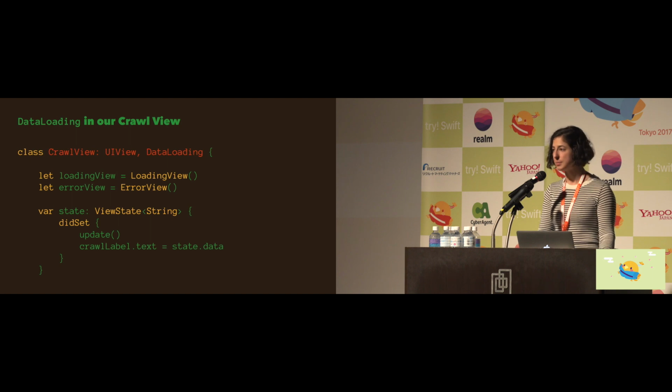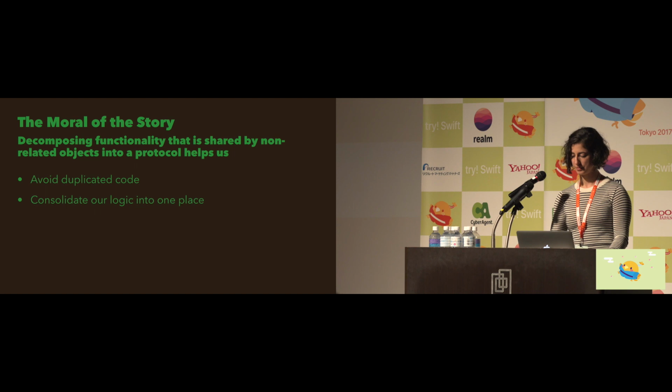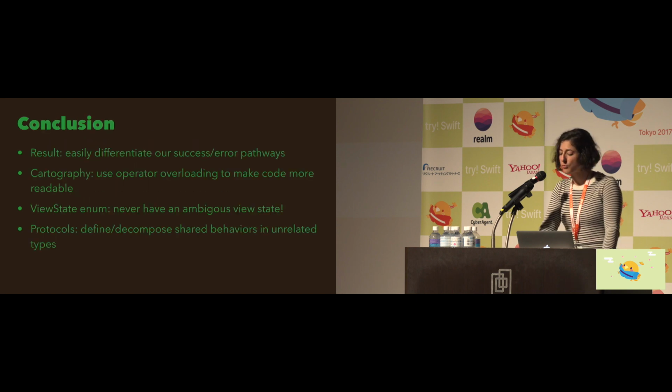We have just a tiny bit of repeated code now, but all of the real business logic is up in that default implementation, and we don't have to deal with it. So what's the moral of our fourth story? By decomposing functionality that is shared by non-related objects into a protocol, this helps us avoid duplicated code and to consolidate our logic all in one place. And that's the end of the fourth tale.